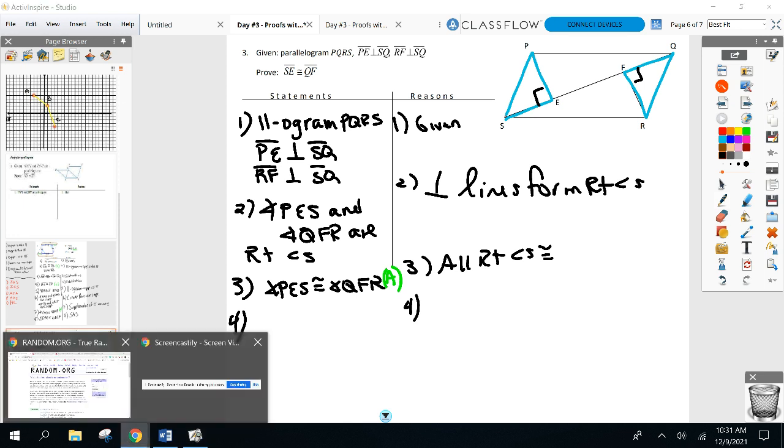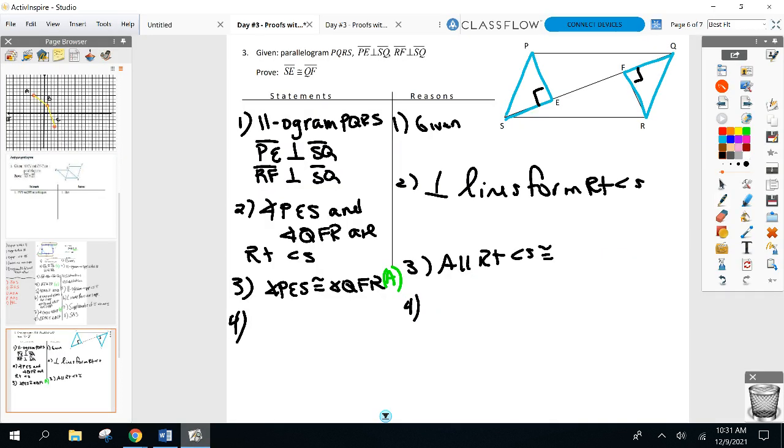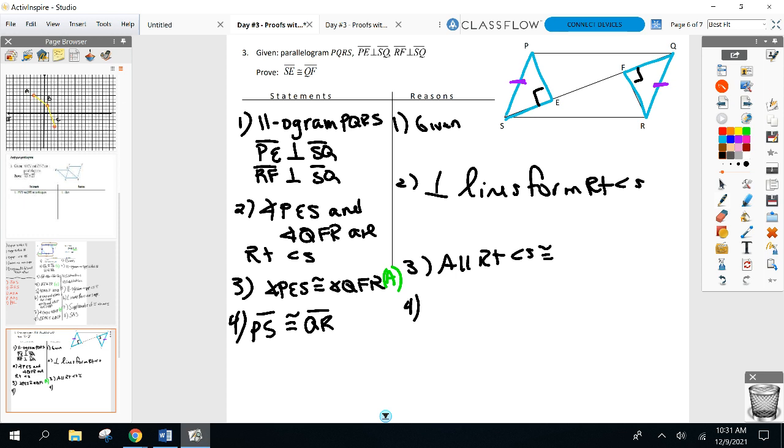All right, here you go. What else do you got for me? What else is true up here? We said side SP is congruent to side QR. Perfect. That's what I was looking for too. So we got PS congruent to QR. I like it. Why are those two congruent? Because in a parallelogram, opposite sides are congruent. All righty.